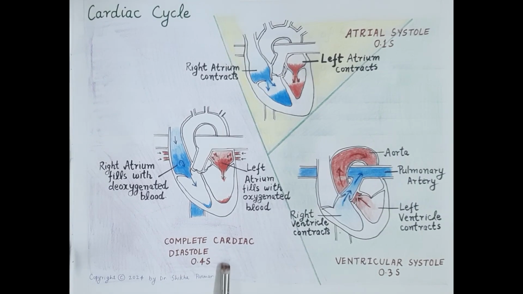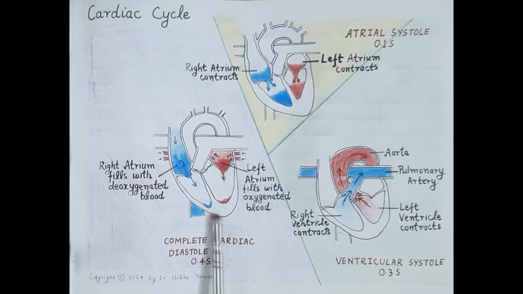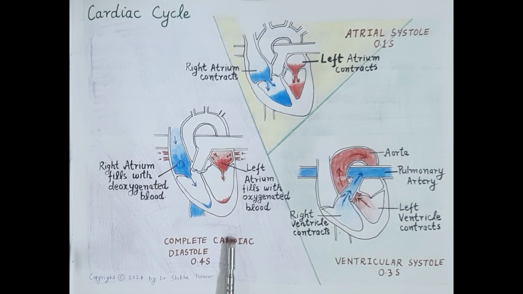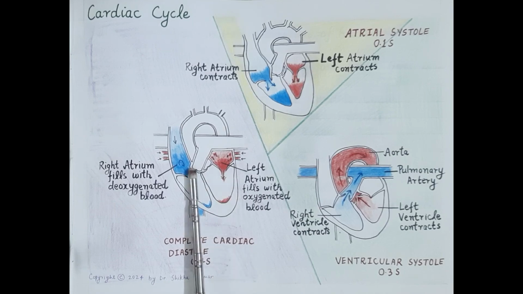Now, this phase lasts for 0.4 second, and during this phase, the muscles of the heart, the muscles that are found in the wall of the heart, so these cardiac muscles, they relax. And during the relaxation, cardiac muscles recover and they prepare themselves for the next contraction. And during this phase, during the relaxation of heart, both the atria relax and they are filled with the blood.